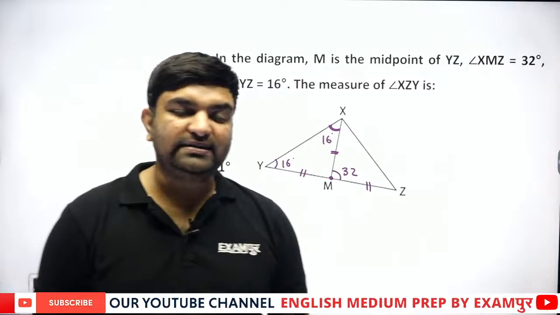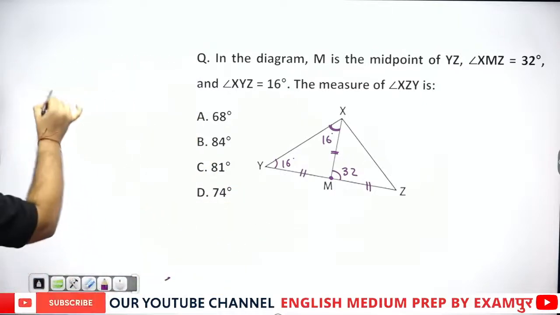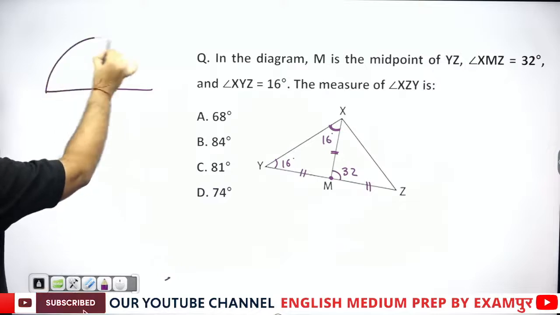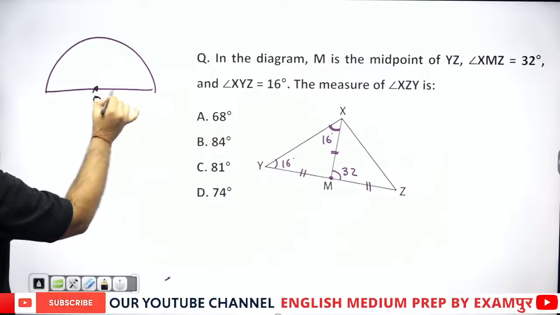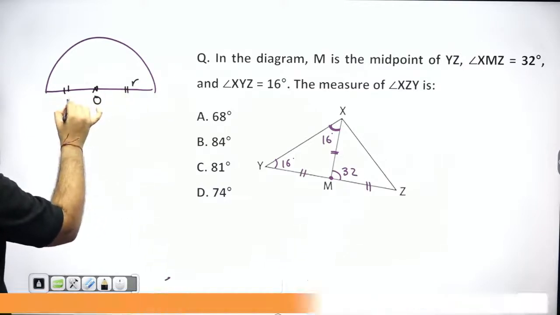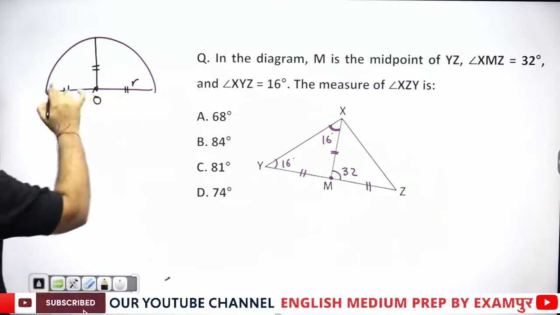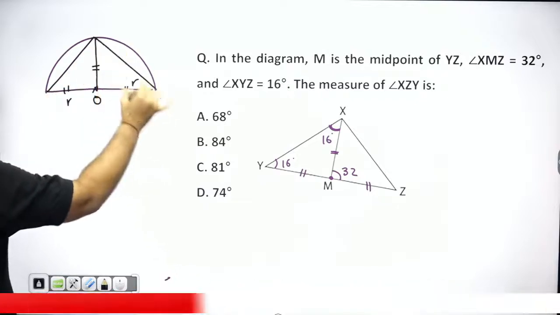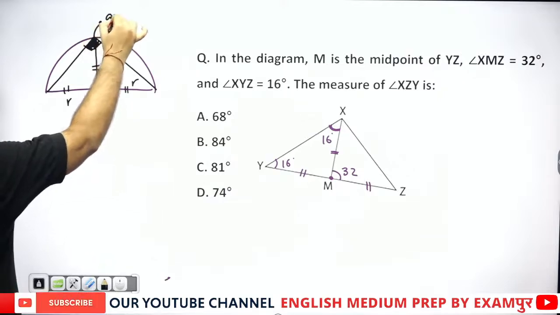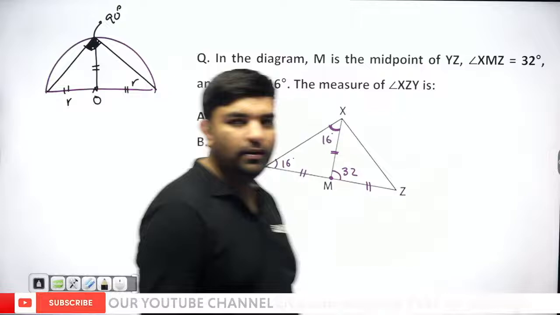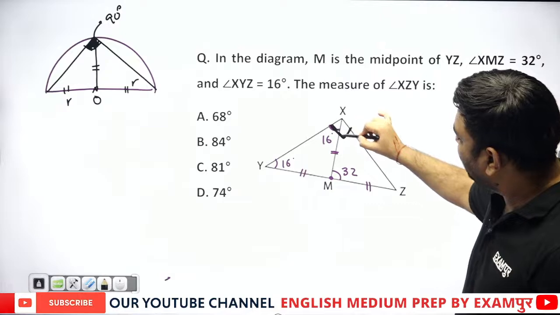Guys, have you ever seen a semicircle? This is the center, this is radius, this is also radius, and this is also radius. So the diameter subtends 90 degrees at the center. We have read it in our basic classes as well. So this total angle should be 90 degrees.